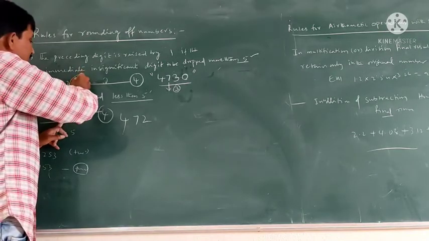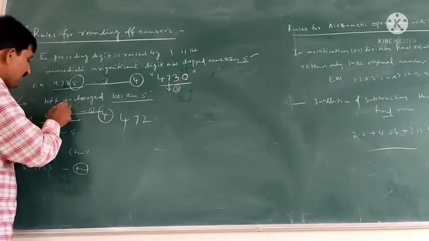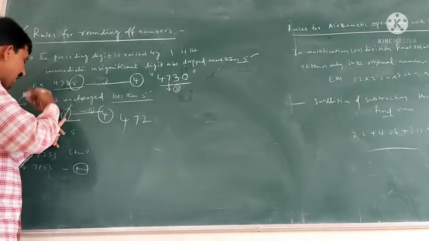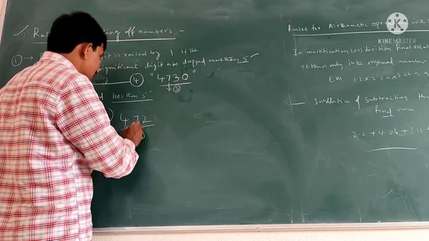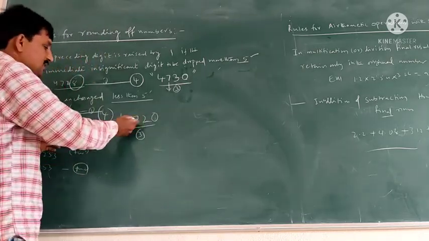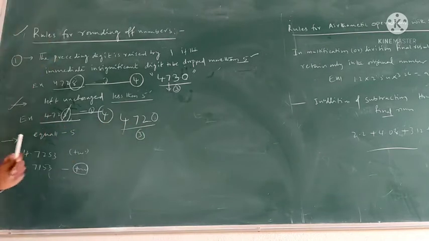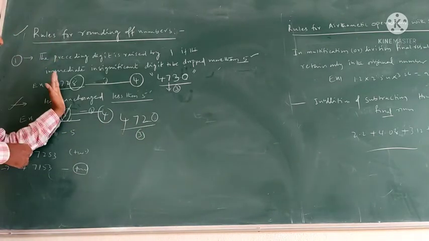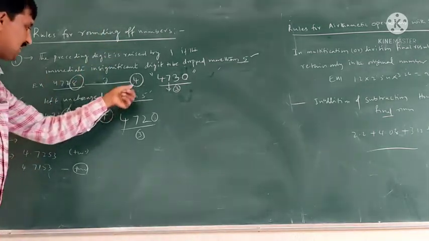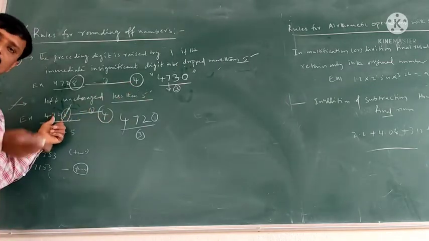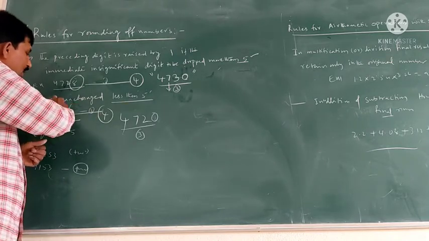If the removed number is greater than 5, we add 1 to the number before it. If the removed number is less than 5, we do not change the number before it. As usual, write 4, 7, 2. So the significant digits are 3. We add 0, since it is in thousands, so 4, 7, 2, 0. The significant number is 3. If the dropped number is more than 5, we add 1; if it is less than 5, we leave it unchanged.